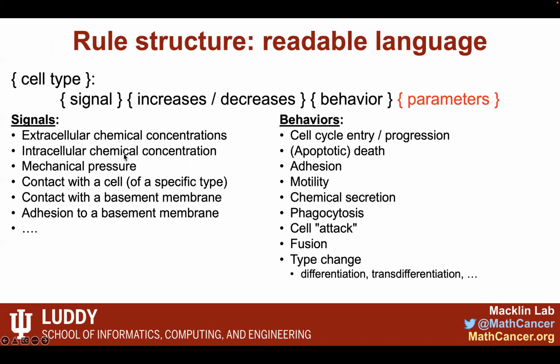And signals can be things like extracellular chemical concentrations, like say oxygen or glucose. It might be an intracellular chemical concentration, could be pressure, contact with a specific cell type. And then the behaviors can be things like cell cycle entry or adhesion or an apoptotic death rate or rate of attack for a specific cell type. Or type changes like differentiation or transdifferentiation.